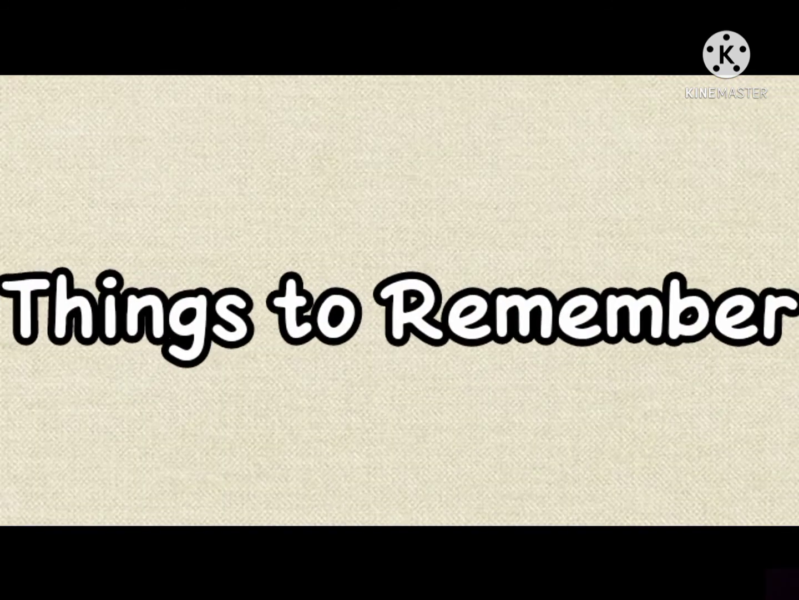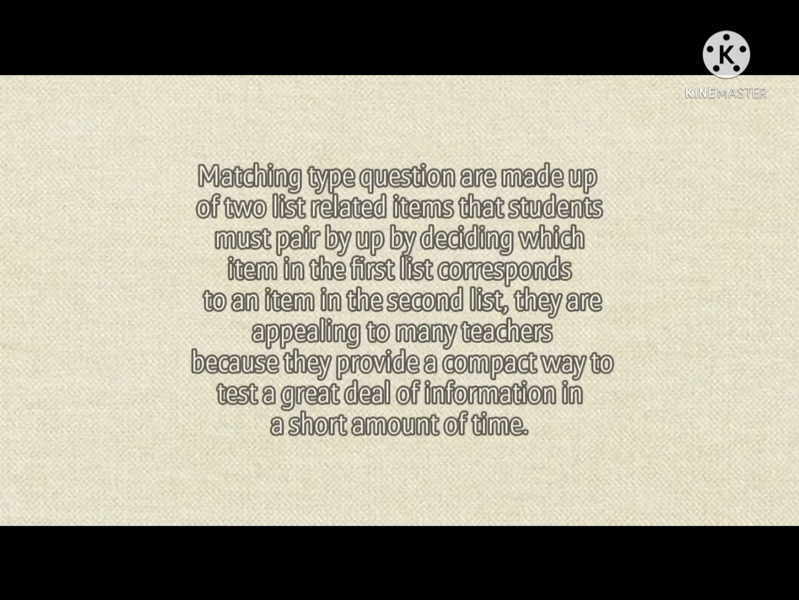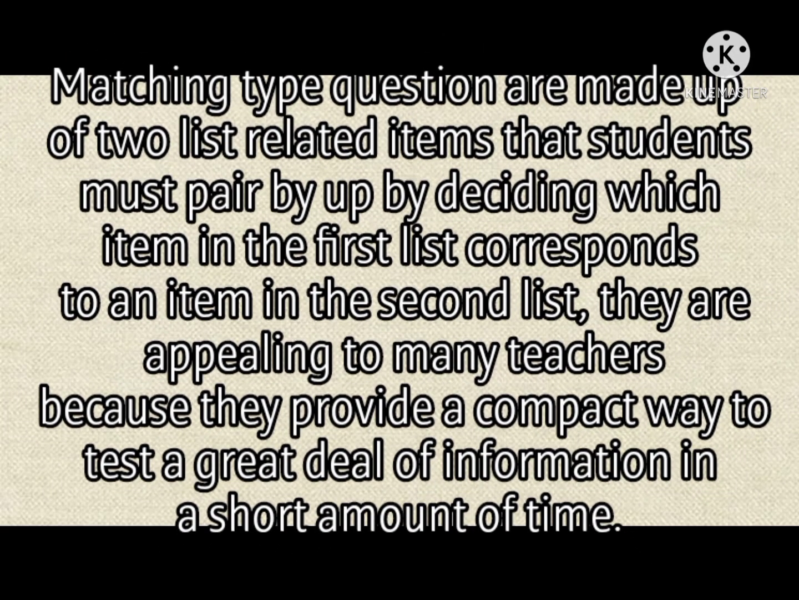And to conclude our report, here are the things to remember about the matching type question. For all-in-all information, matching type questions are made up of two lists of related items that students must pair by deciding which item in the first list corresponds to an item in the second list. They are appealing to many teachers because they provide a compact way to test a great deal of information in a short amount of time.